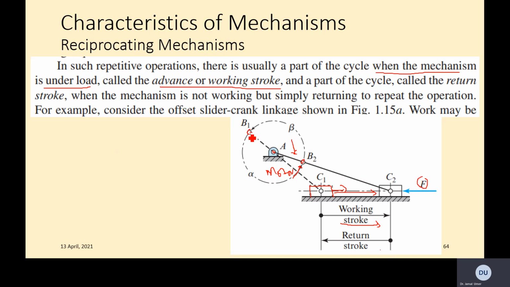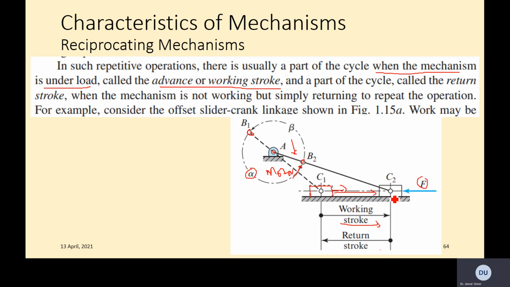So from here to this end, this is called alpha. So B1 to B2. When the crank is at B1, we are at this position. And when it reaches this particular point C2, the crank is at B2. So the crank has covered an angle of alpha to move the component from C1 to C2. We have done the work by moving from C1 to C2 by covering an angle on the crank with alpha.